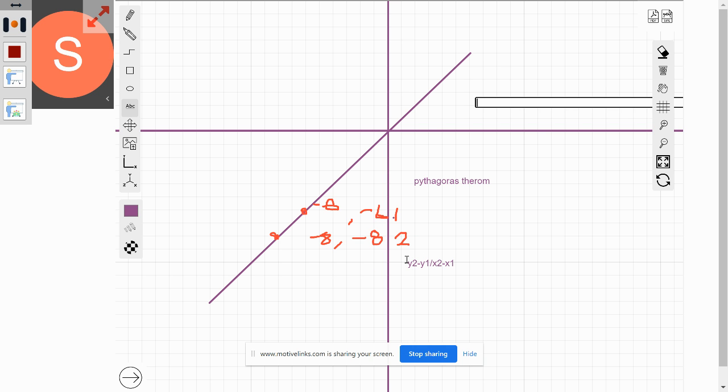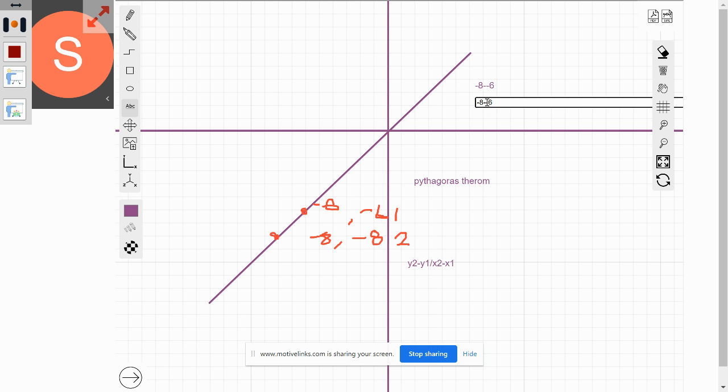Now, it says y2. That means y of the second equation. So, think of it like this. The second equation is this one, and we're going to take y out of it. So, that's going to be -8. So, we're going to do -8, and then minus y1. So, y of the first equation, which would be -6. So, we're going to do minus 6.